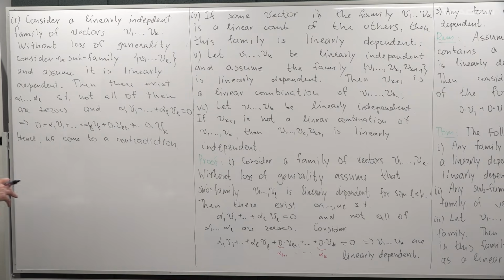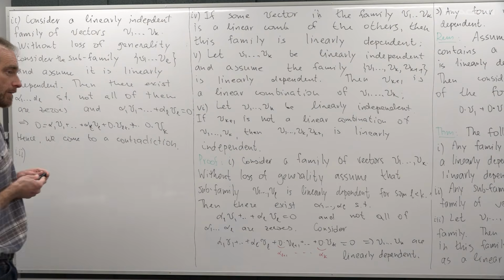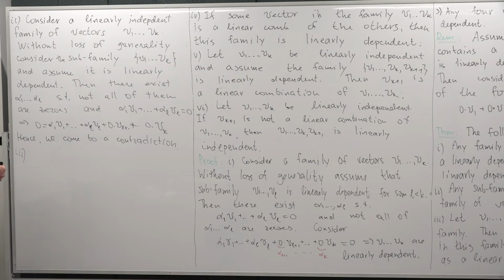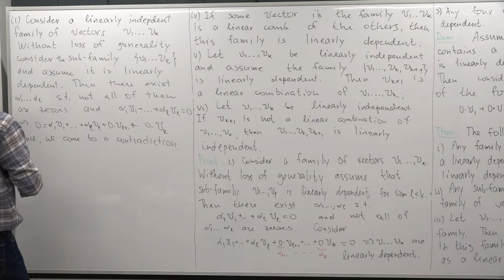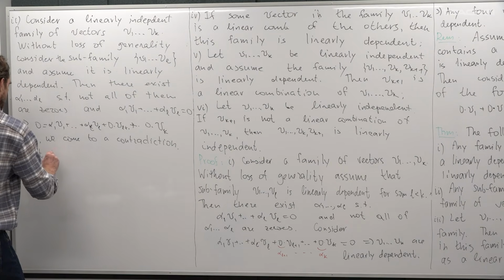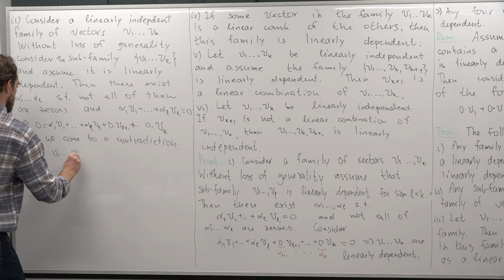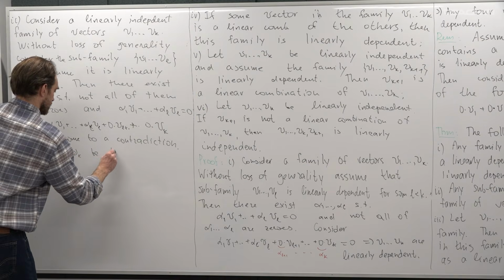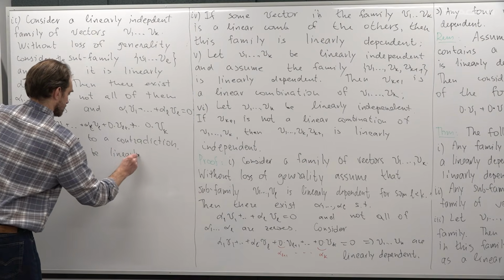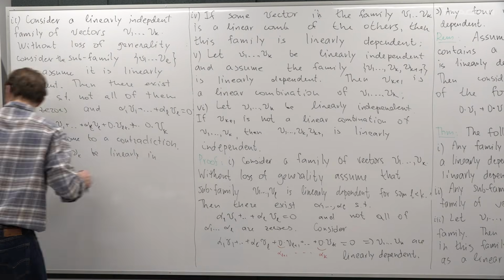Okay, so what is the third part of our statement? So let v1, etc., vk be a linearly dependent family of vectors. Then there exists a vector in this family that can be represented as a linear combination of the others. So let v1, etc., vk be linearly dependent, sorry.